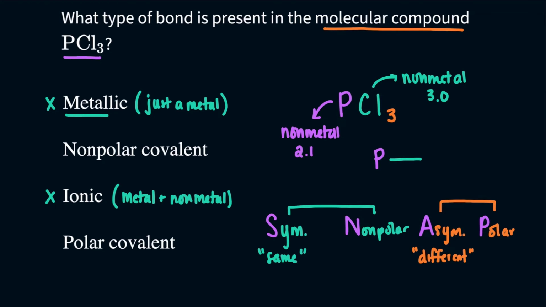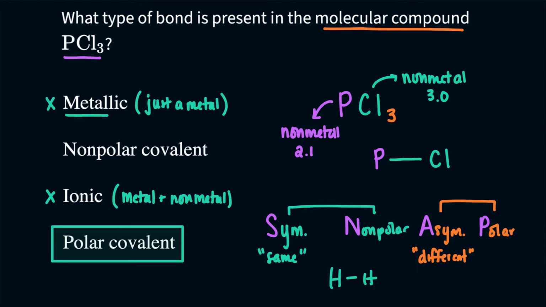So, P and Cl. And according to SNAP, these 2 elements are different. They're not the same. They're not like H and H, right? That would be totally symmetrical. That would be nonpolar. So in this case, since we have different elements, we can go by SNAP. Different, asymmetrical, goes with polar. So right off the bat, we know that our answer is going to be a polar covalent bond.